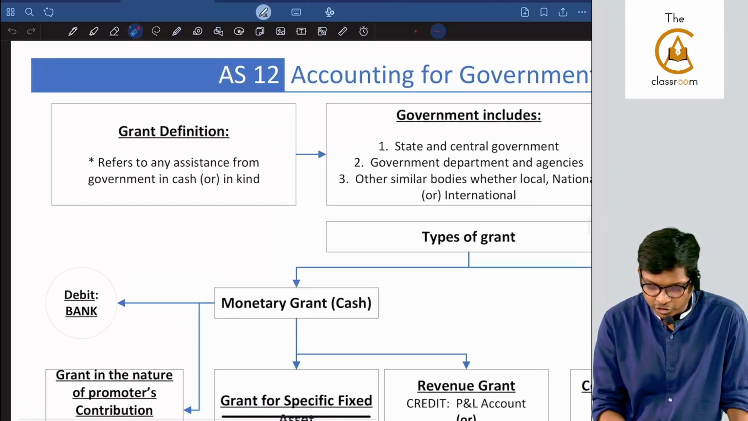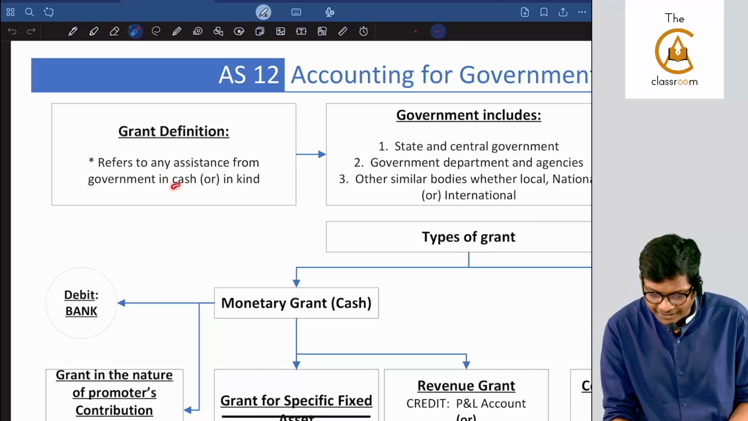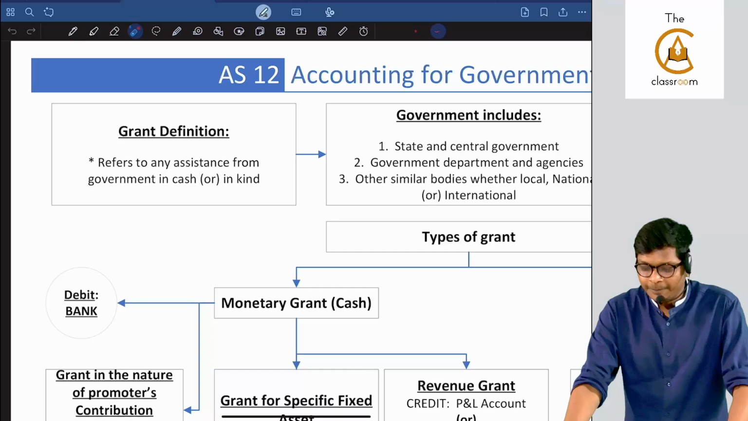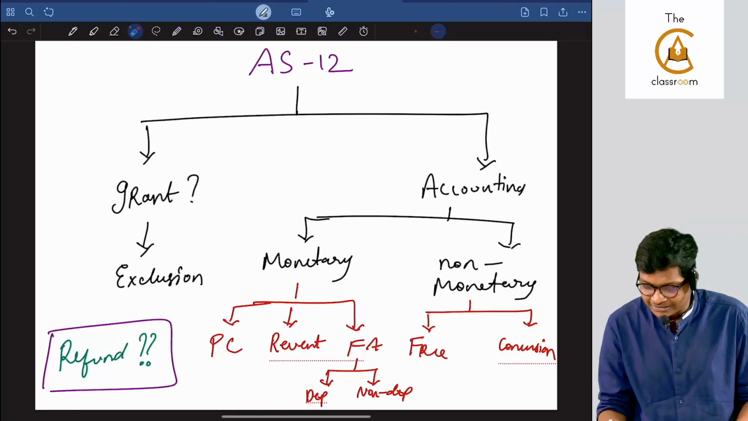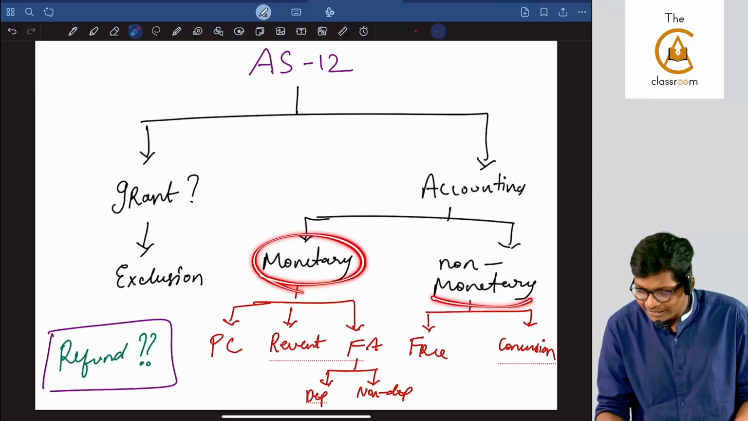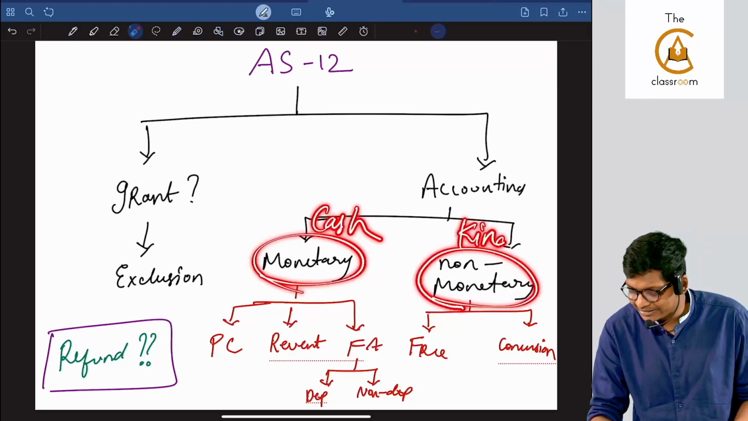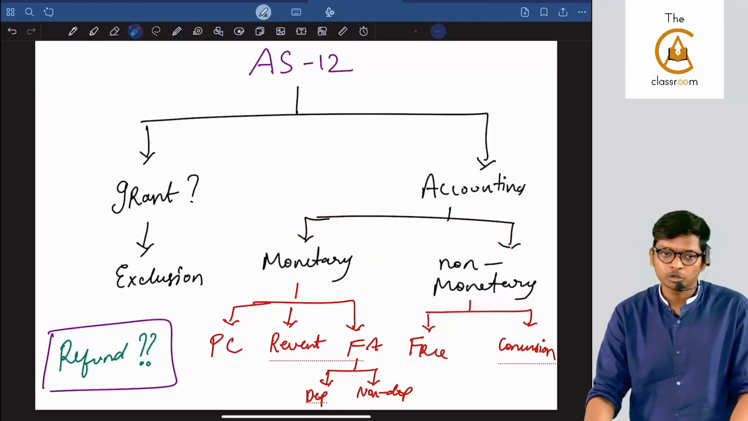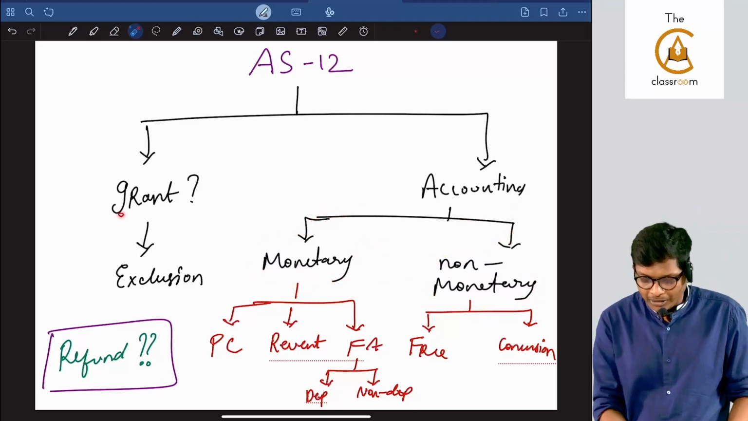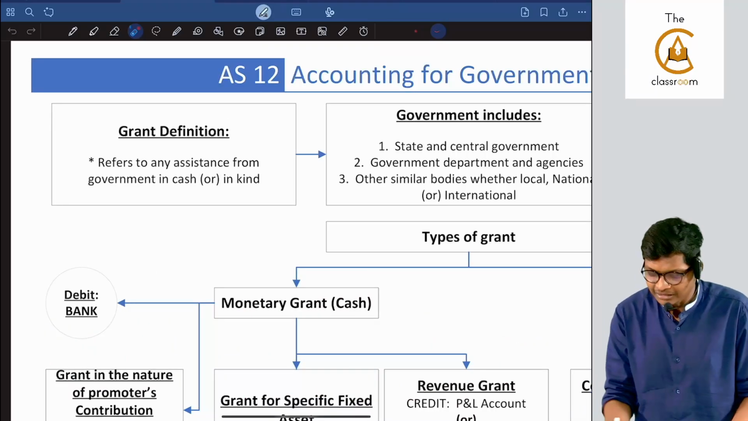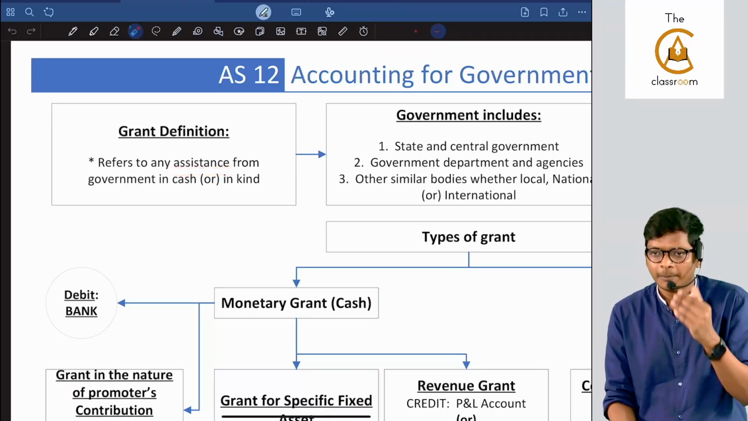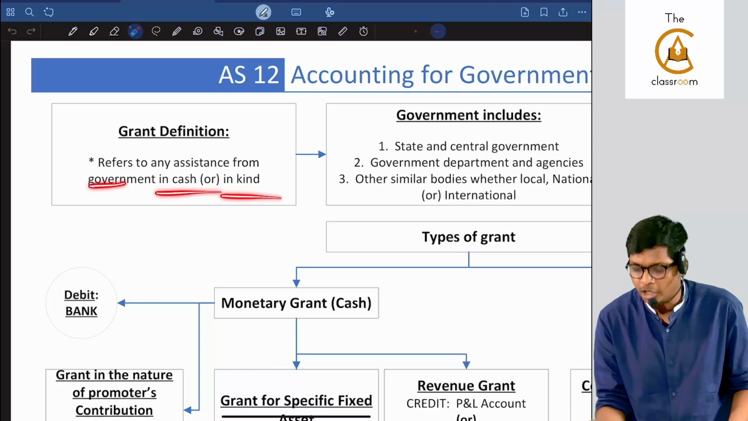They are saying the definition of grant refers to any assistance from government in cash or kind. That means you can get it in cash or kind. That's why the types of grant in accounting are classified into monetary and non-monetary. Monetary is cash, non-monetary is kind. Are you getting it? So it can be cash or kind. So what is a grant? It's a very simple one-line definition, guys. Grant refers to assistance, help, but I use the word assistance, from government in cash or kind.